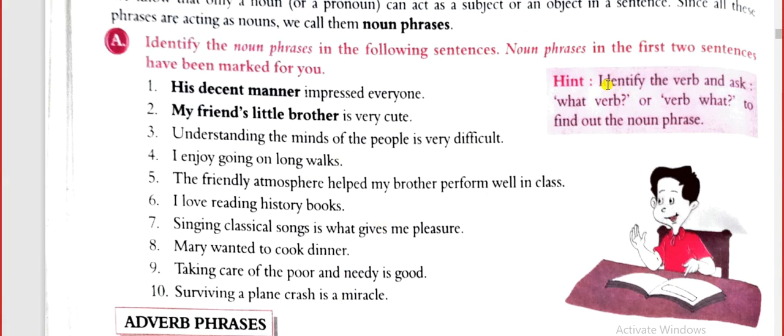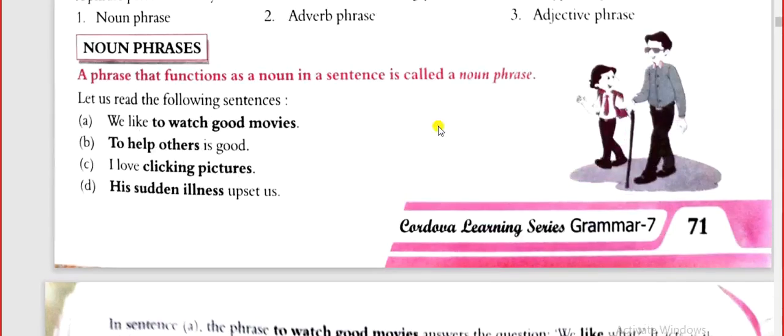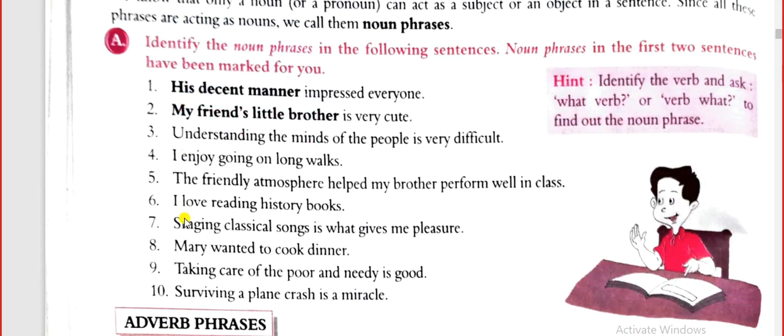So, in the same way, the box says to find out the verb and ask to that verb, what verb? Or verb what? So you will get the noun phrase. Like we have just done here. We like what? What is good? To help others is good. We like what? We like to watch good movies. Clear? So, in the same way, apply the same thing in this question also.